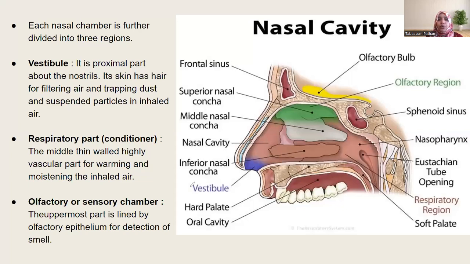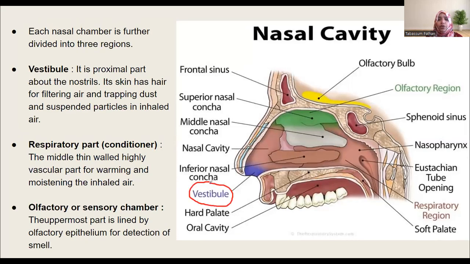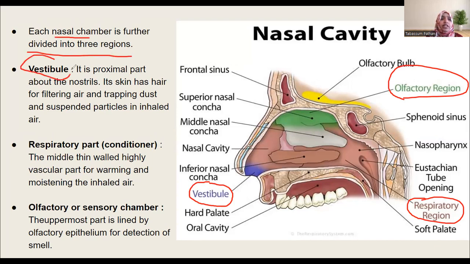Now we move further into detail of the nasal cavity. We have to study in detail these three regions: the vestibule region, the respiratory region. Just look at the diagram that I am circling. Respiratory region, vestibule, and the olfactory region. So this nasal cavity is divided into three regions. The number one region is the vestibule. As you see, this purplish color area is the starting part, the proximal part at your nostrils. It has skin, and the skin has hair for filtering and trapping dust and suspended particles in inhaled air.